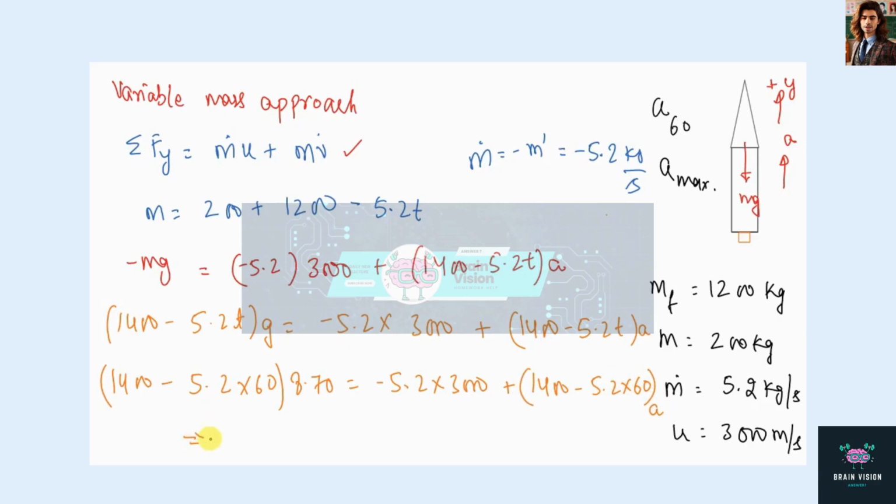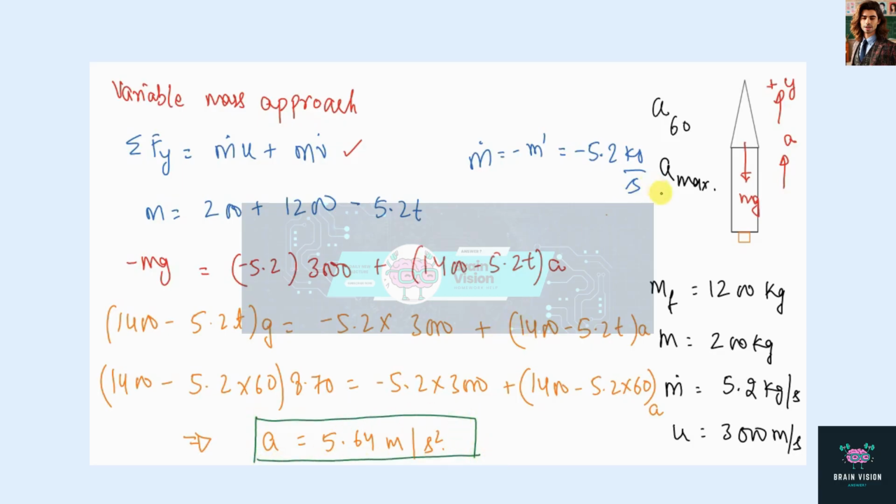So from here we can easily calculate the acceleration a, and it comes out to be nearly 5.64 meter per second squared. So this is the acceleration at t equals 60 seconds, that is, after 60 seconds from the ignition. This is the acceleration of the rocket.